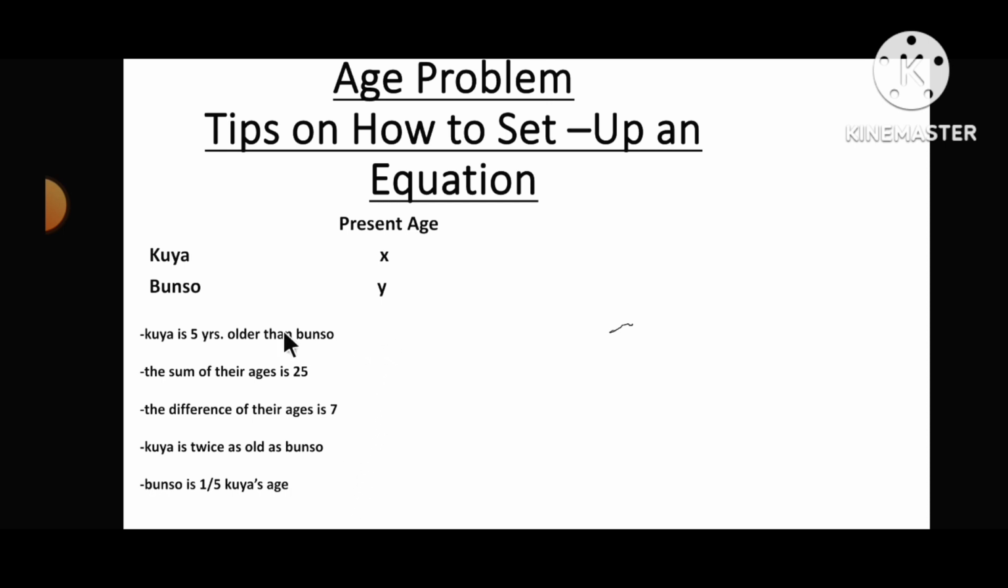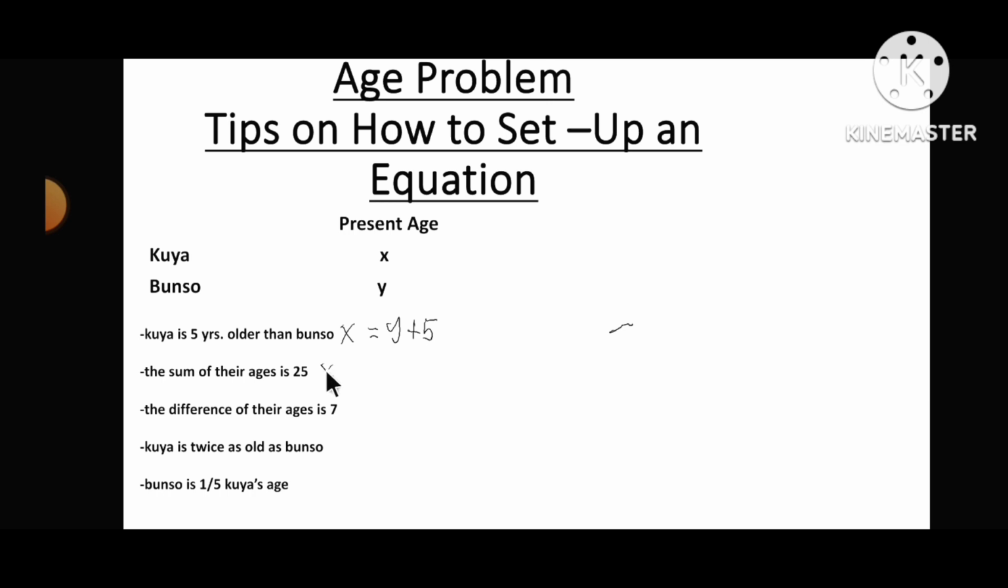So let us take the first one. Kuya is 5 years older than Bunso. So how do we write that? Let us first write our X and Y. Now, where do we put the 5 years older? To whom do we give the plus 5, to Kuya or to Bunso? Who is younger? Of course, we put it on Bunso, because if you put it on Kuya, his lead would get even bigger. Okay, so the second one is the sum of their ages is 25.